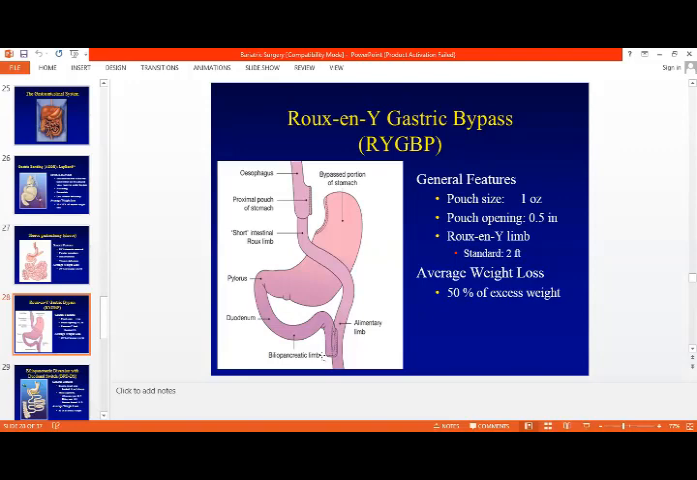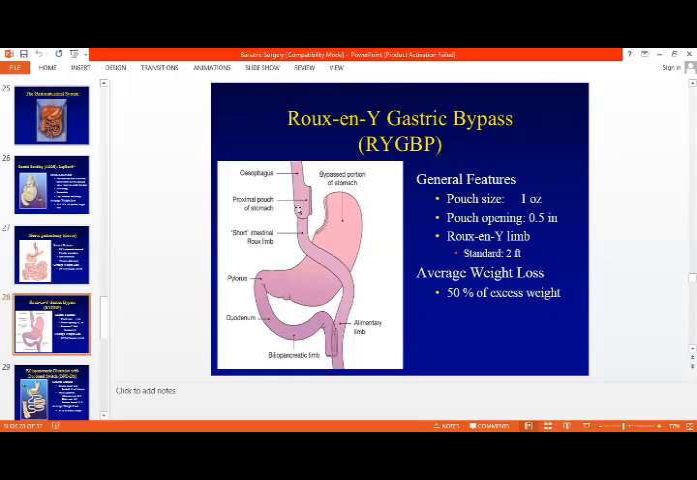Now, what is done is how food will go down into the intestine: the intestine is divided here in the proximal part of the jejunum, and a root limb of the intestine is brought up, distal end, and it is joined here with the stomach. So the stomach pouch is joined with the intestinal pouch, intestinal limb. So this is a Roux-en-Y.